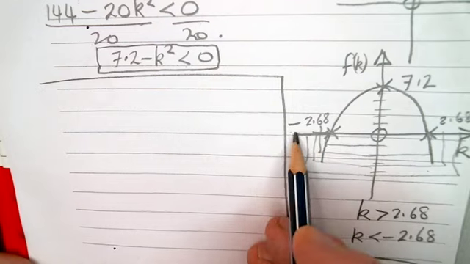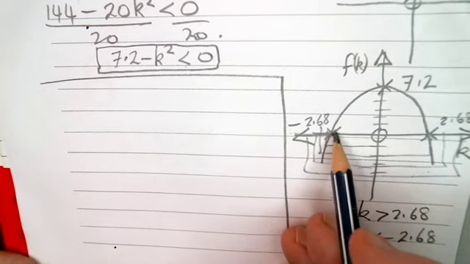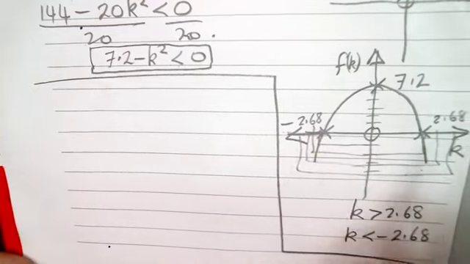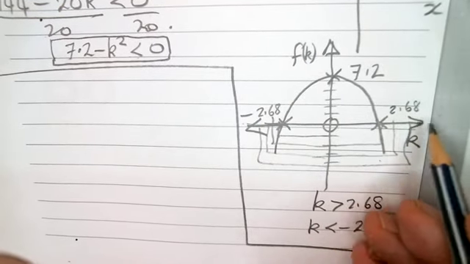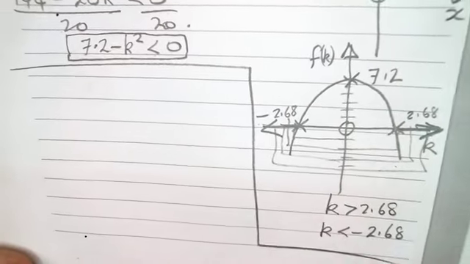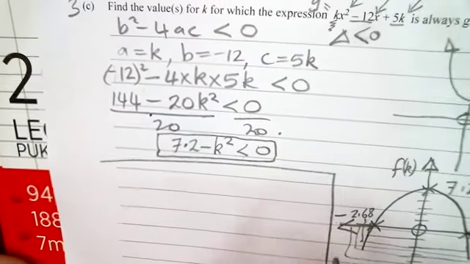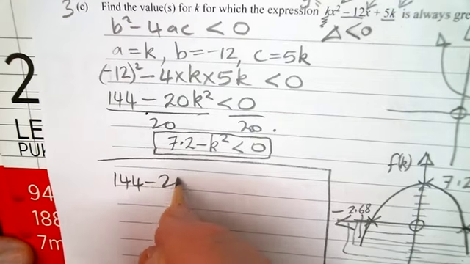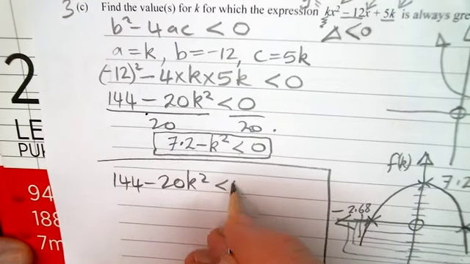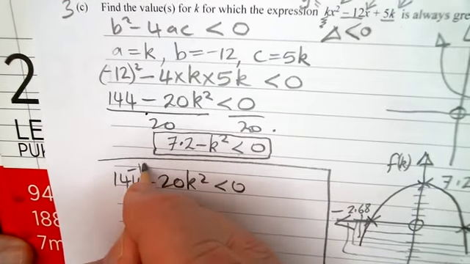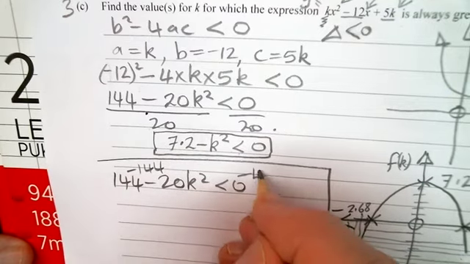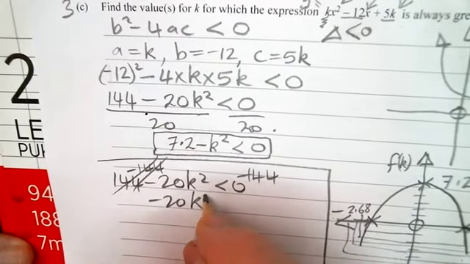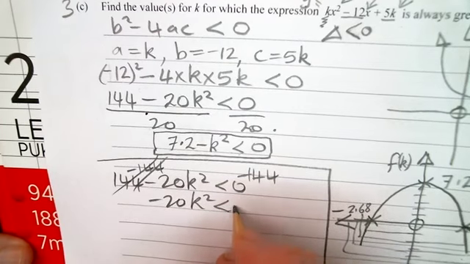So it's going to be this side here, not including 0, less than negative 2.68 and greater than 2.68. So it's going to be on this side here as well. All right, so let's have a look at what they would suggest. They would get up to here, and they got 144 minus 20k squared is less than 0. Then we're going to subtract 144 from both sides. Perfectly reasonable way of doing it. So now we've got negative 20k squared is less than negative 144.